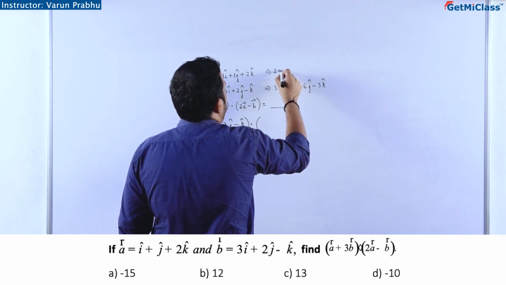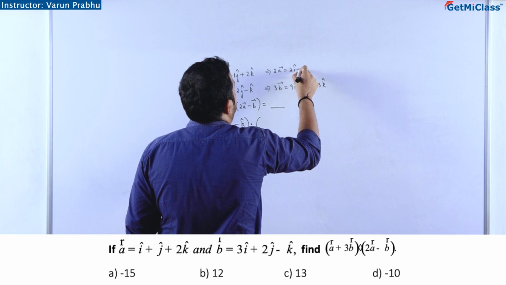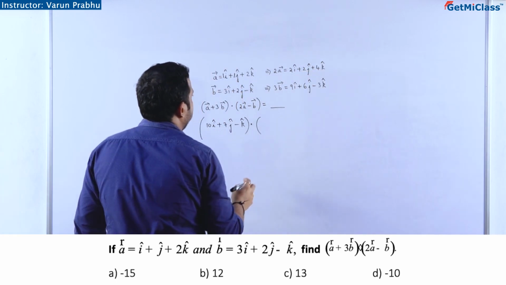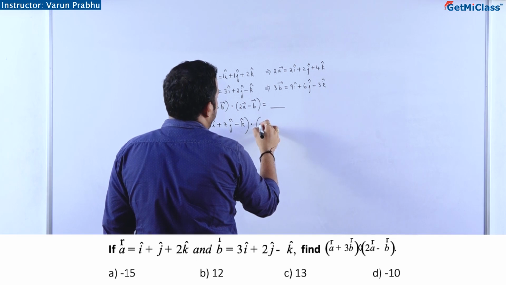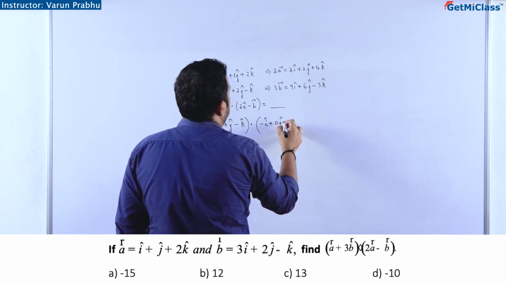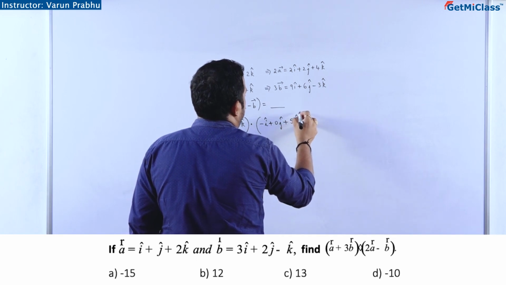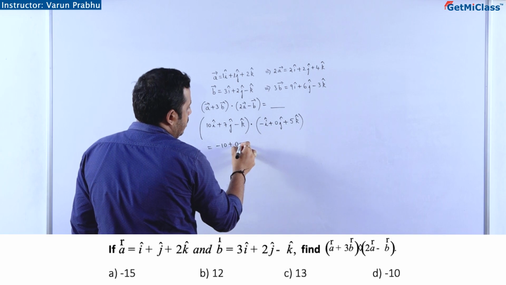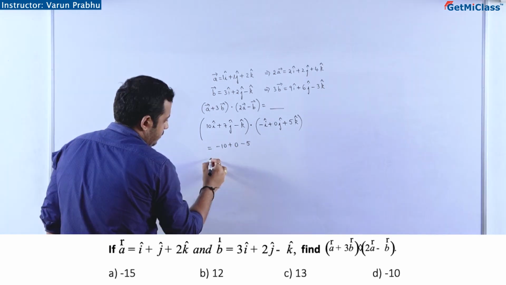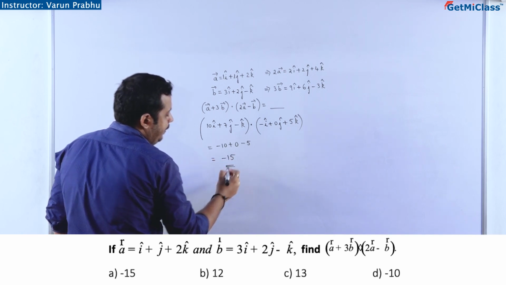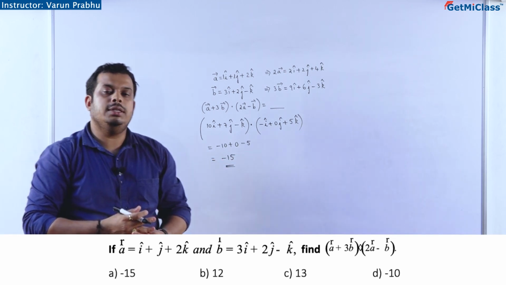This is nothing but 2A cap will be equal to 2I cap plus 2J cap plus 4K cap, right? So 2 minus 3 will be equal to minus I cap plus 0J cap plus 5K cap, right? What is the answer that we get? Minus 10 plus 0 minus 5. That is equal to what is the answer that we get? Minus 15, which corresponds to one of the options. This will be the answer to the question.